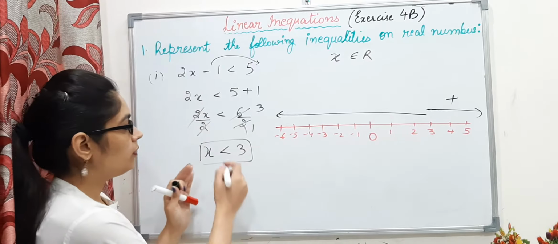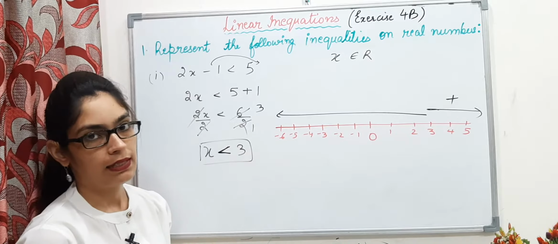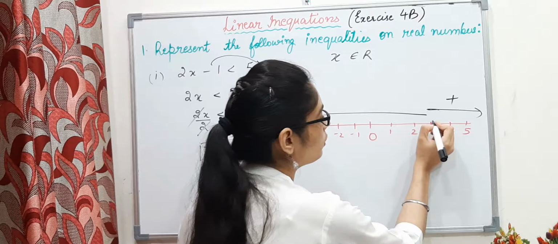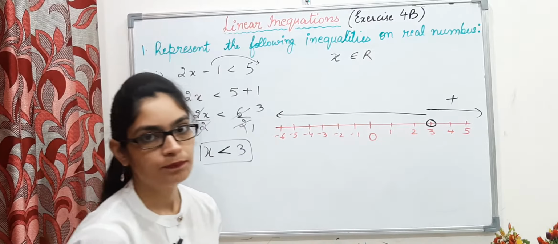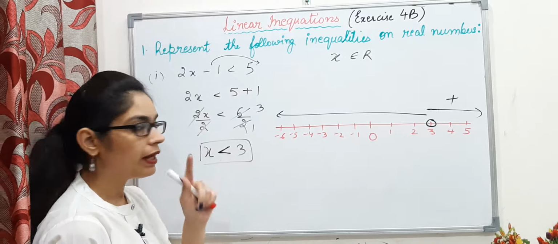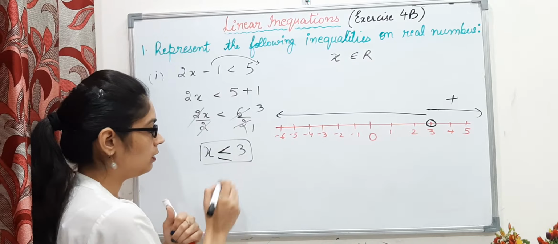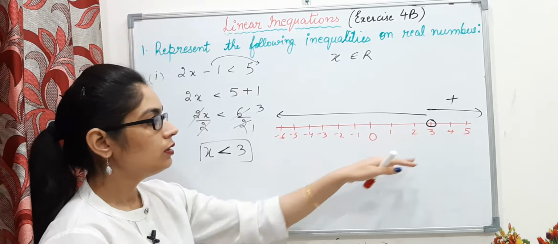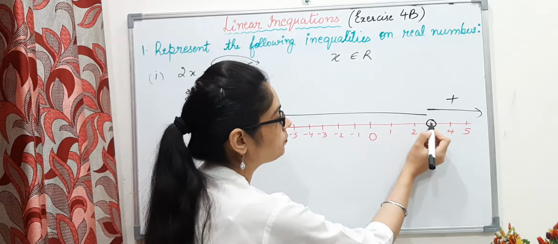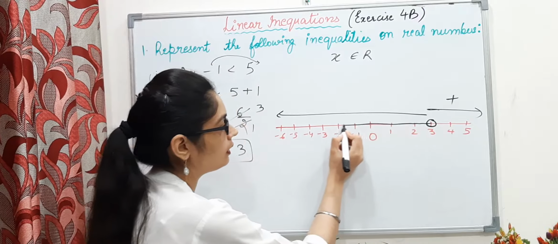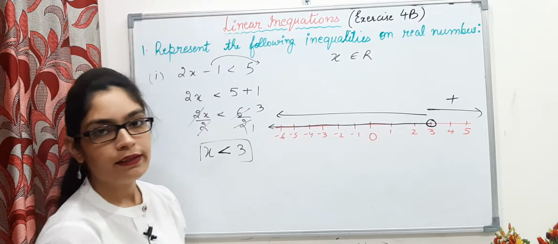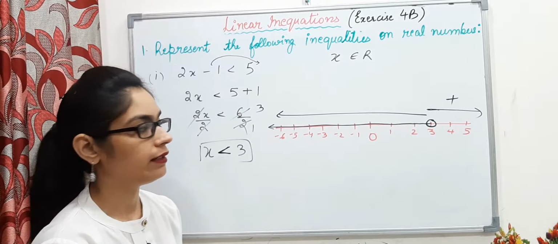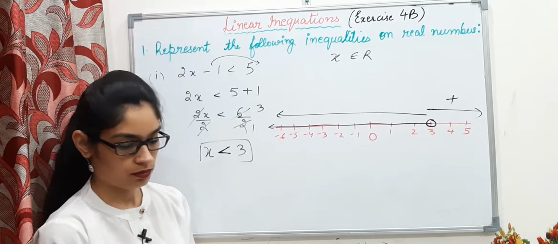First of all we have to see the sign of inequality. This is only less than, no equality sign is there. That means on 3 I have to put a small circle. I told you, if only this one sign is there without the sign of equality, then a small circle we have to draw. So that's what I have drawn. So from here I have to start all the values less than 3, till infinity or up to so on. Like this we can represent it on the number line.